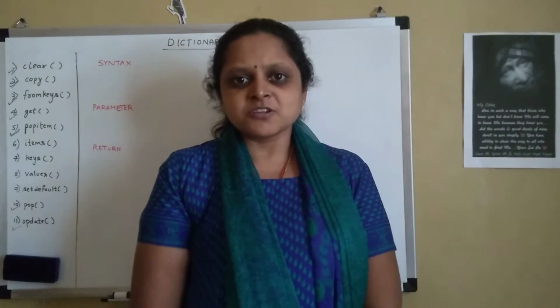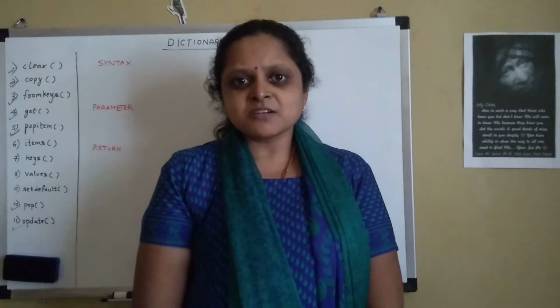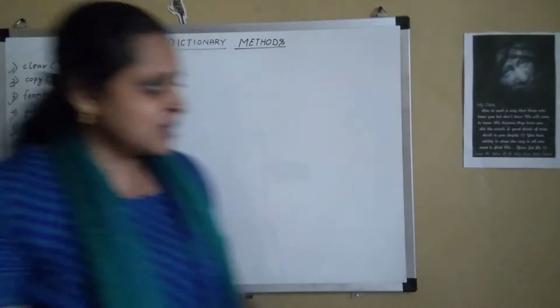In the previous session, we had started with the methods in the dictionary data type. And in today's session, let's continue with the remaining methods in the dictionary data type. In the previous session, we had looked into the clear method, copy, fromkeys, get, and popitem. In today's session, let's cover items, keys, values, and then setdefault.